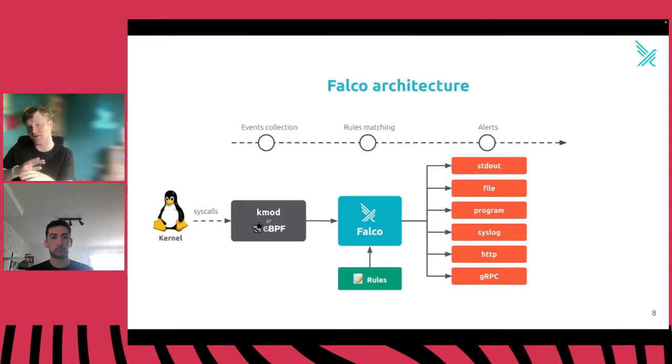Out of the box, without Falcosidekick, you can stream out certain alert outputs. So you can send it to a syslog if you want to send it to the SIEM, or you can output this to a file if you just want kind of CSV output or something of your events.